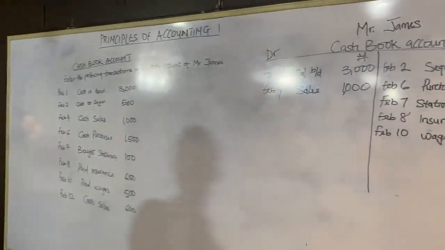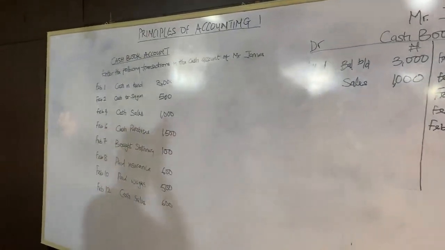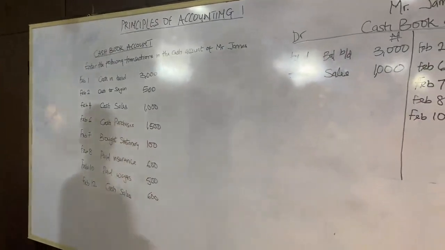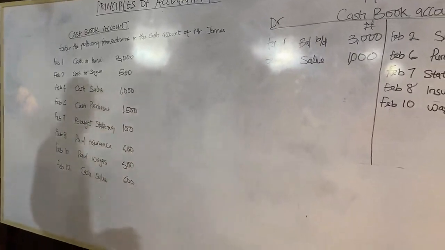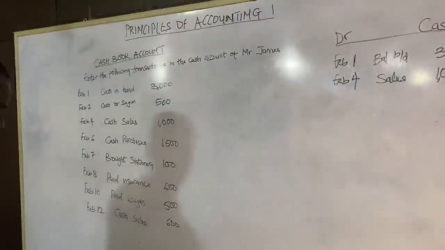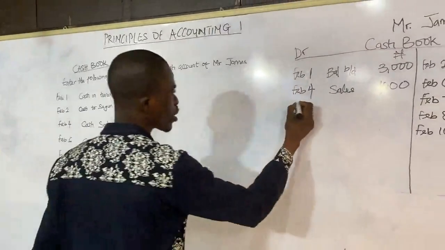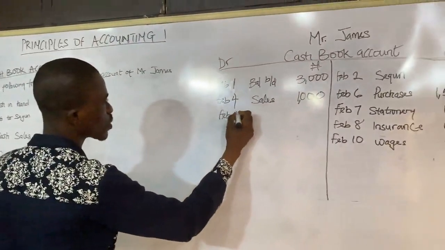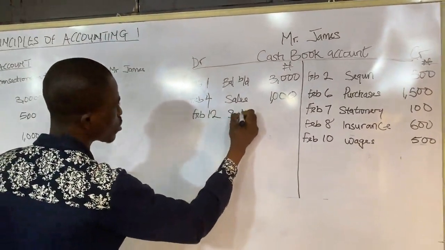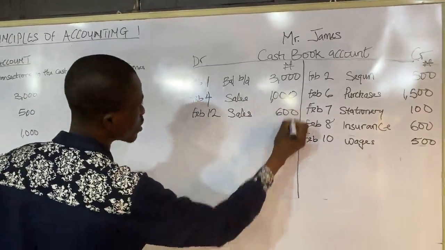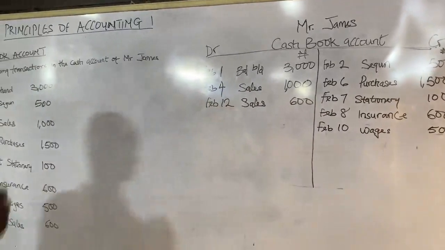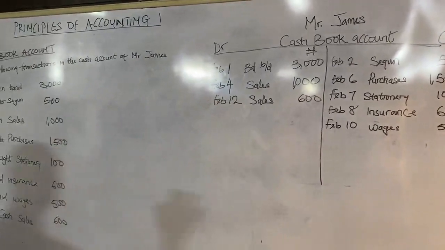And lastly, February 12, cash sales. On February 12, you made another sale. As you make sales, your cash will increase. So February 12, made another sale of 600 naira.